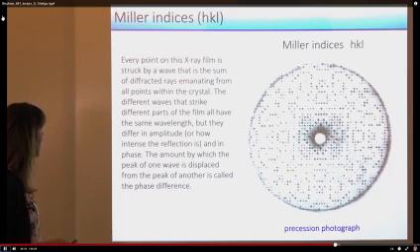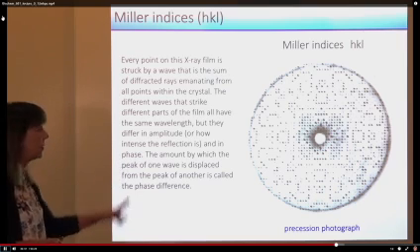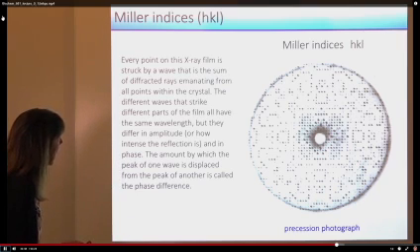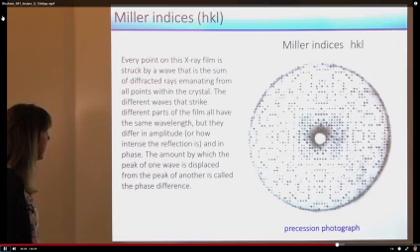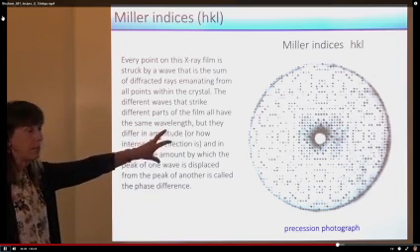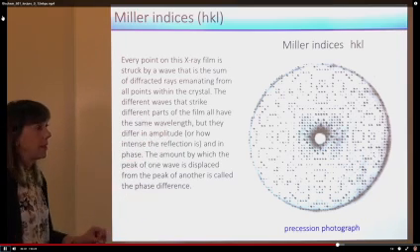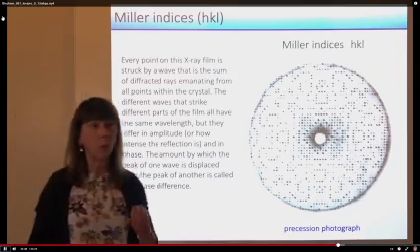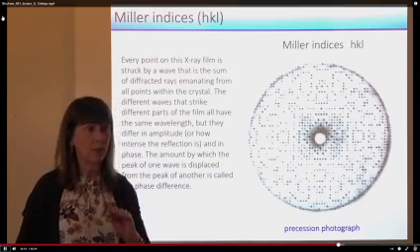Every point on this X-ray film is struck by a wave that is the sum of all the diffracted X-rays emanating from all points within the crystal. And you can see where you have constructive interference and destructive interference here. And it's that diffraction pattern that allows a crystallographer to determine what space group the protein crystallized in.